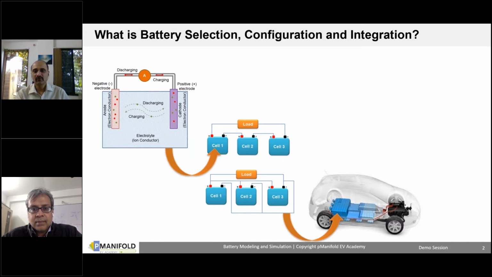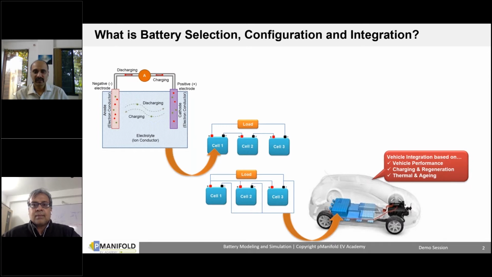So how do we understand the requirements which we need from this unit cell? For that, we have to go from the pack level or from the vehicle level down to the unit cell level. How do we do that? At vehicle level, we would have to do the integration based on the targets, which would be for vehicle performance, for charging and regeneration, and for thermal and aging.